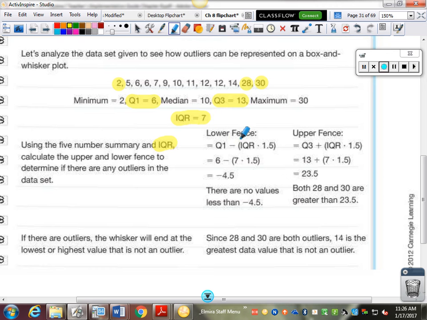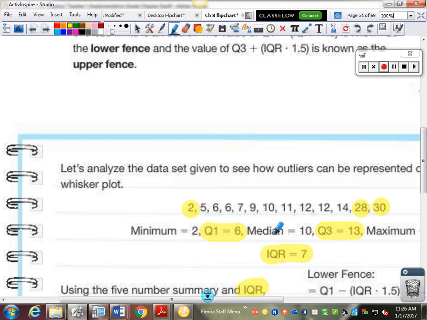Okay, then we're going to do this thing called find the lower fence and upper fence. A fence is something that's going to hold data in, and anything that's outside of the fence is an outlier. Okay, so you take your Q1, which is 6. I am going to blow this part up here.